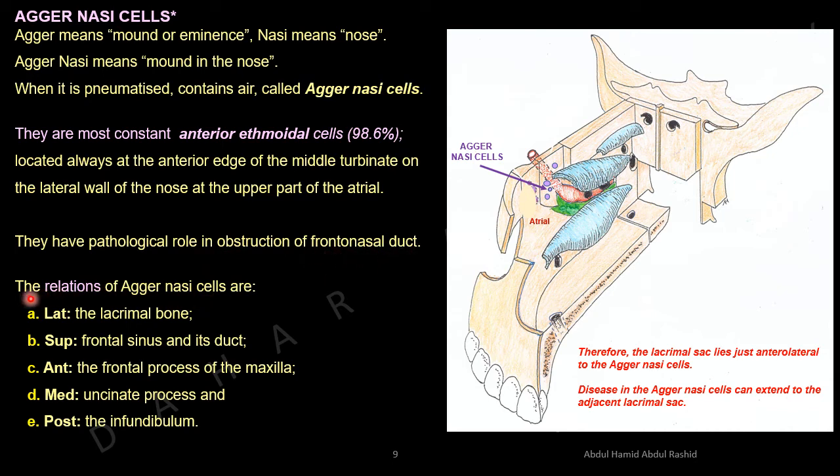The relations of agger nasi cells are: laterally is the lacrimal bone, superiorly frontonasal duct and frontal sinus, anteriorly the frontal process of the maxilla, this is the one, medially uncinate process, the green color, and posteriorly infundibulum, this is the one.